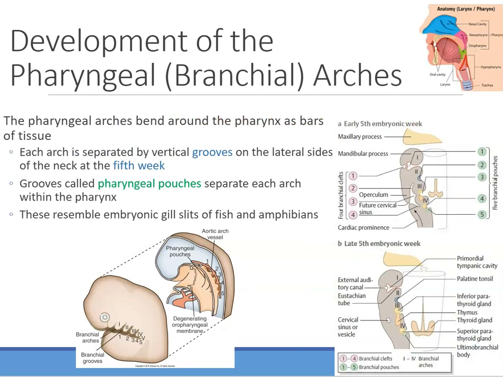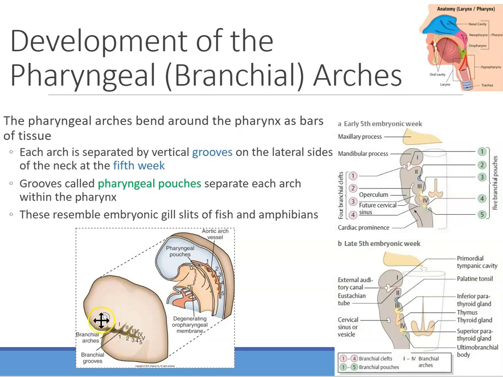Now, this is something that we really need to understand. So again, this is your embryo, and we're looking at it from the side. Okay, so this is like a side view of the embryo. And if you look really, really closely at the embryo, you're going to see these grooves or these lines here, and those are called pharyngeal grooves or branchial grooves. When you look at these lines, they kind of look like the gill slits of fish.